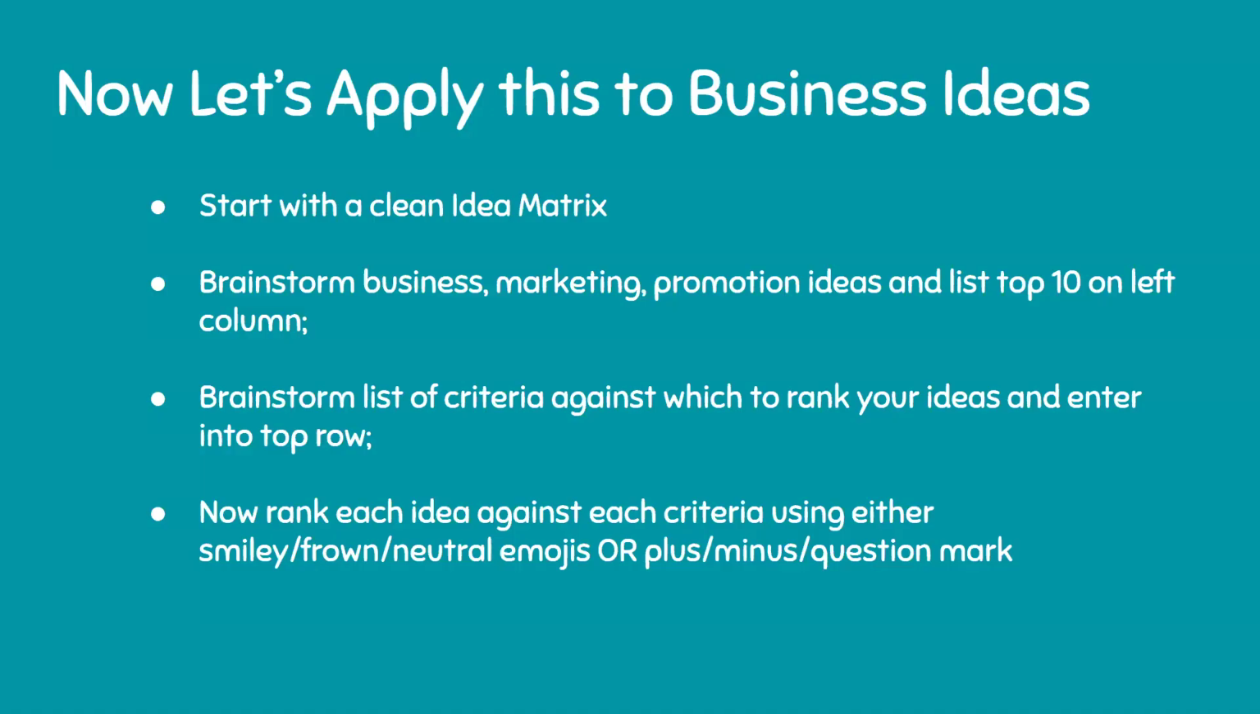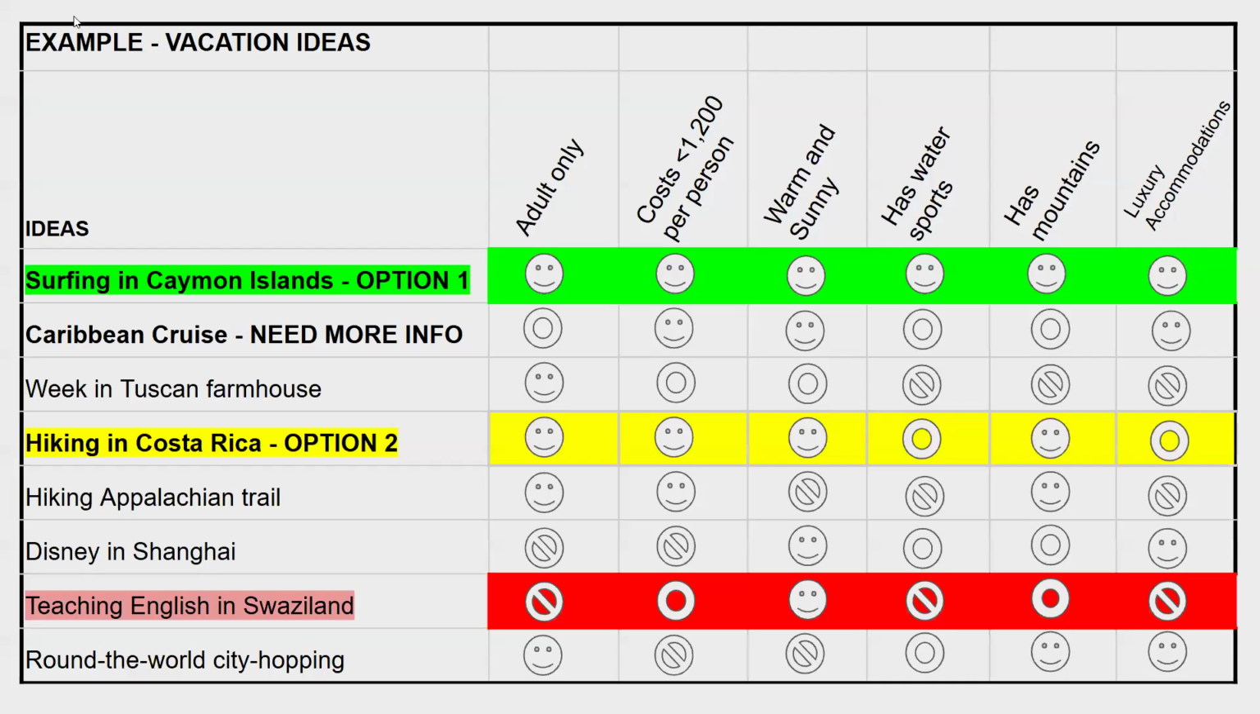Now let's apply this to your business ideas. You're going to start with a clean idea matrix. And at this point in time, it should be pretty easy for you to see what that looks like. If you haven't downloaded the template yet, that's okay. Grab a piece of paper, draw it out. It's just a grid. That's what it looks like.